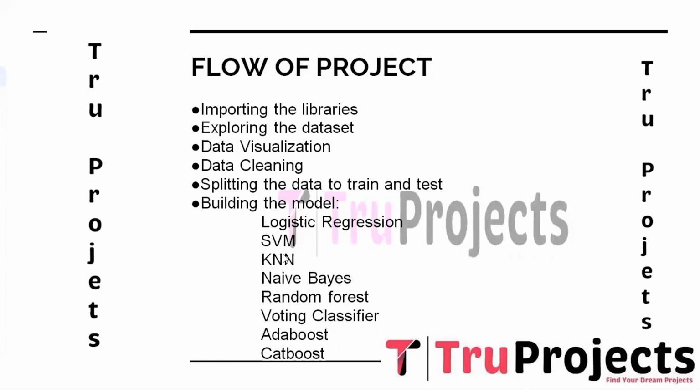KNN makes the prediction based on the majority class among its k-nearest neighbors. It is a non-parametric algorithm. It does not make any assumptions about the underlying data distribution. And the fourth one is naive Bayes. It's a probabilistic classification algorithm based on Bayes' theorem, with the assumption of feature independence. It is commonly used for text classification and spam filtering tasks.